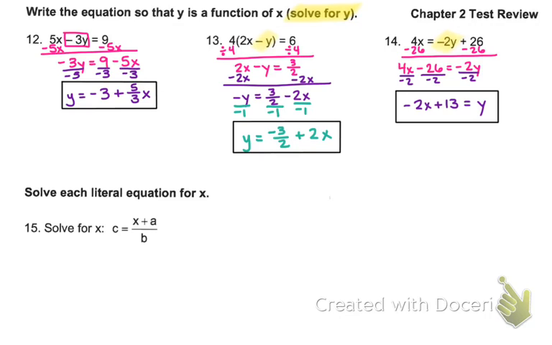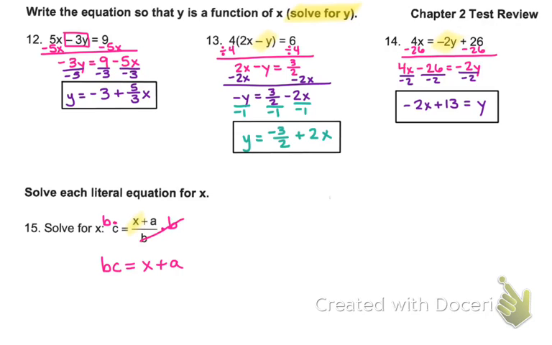Alright, 15, we're solving for x. We've seen a problem like this. We need to free up that numerator, so we're actually going to multiply by b to get rid of the division. So on the left, I have b times c. On the right, the b's cancel out, and I get just x plus a.